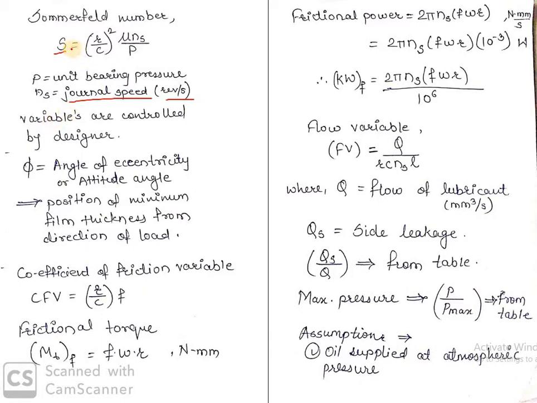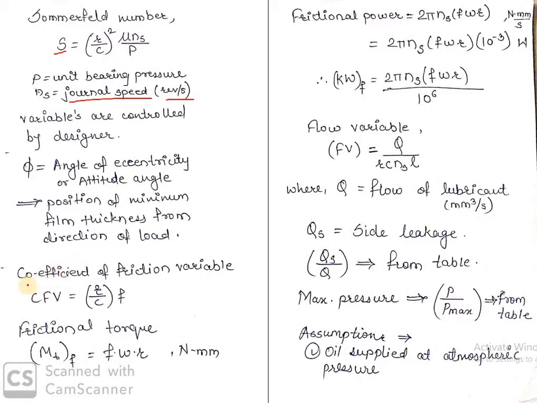Now basically, whatever the parameters or variables are there in the Sommerfeld number, those are controlled by the designer. Next we have to talk about phi. In the diagram we have seen that it is the angle between the radius of the journal and the radial load. So this is called the angle of eccentricity or attitude angle. It is the position of minimum film thickness from the direction of load.